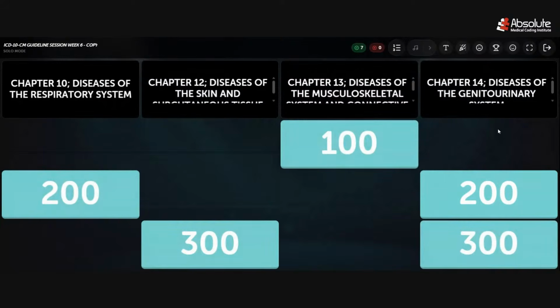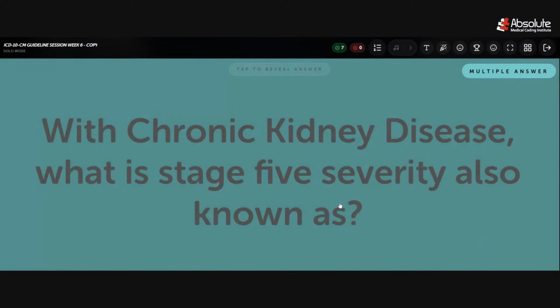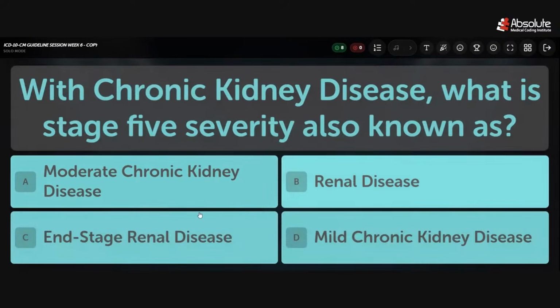And now we're going to do our chapter 14, our genitourinary system for 300. Oh, I meant to change this one. Okay. Surprise, now we have one that's not true or false. So with chronic kidney disease, what is stage 5 severity also known as? Is it going to be A, moderate chronic kidney disease, B, renal disease, C, end-stage renal disease, or D, mild chronic kidney disease? What do we think, coders? Let me know those answers in the chat.